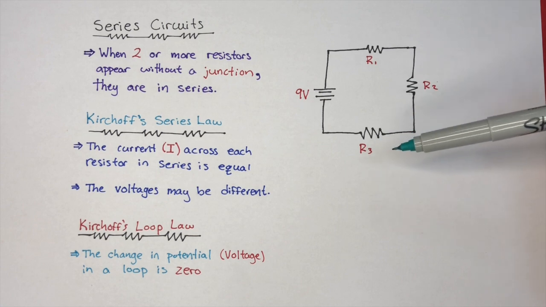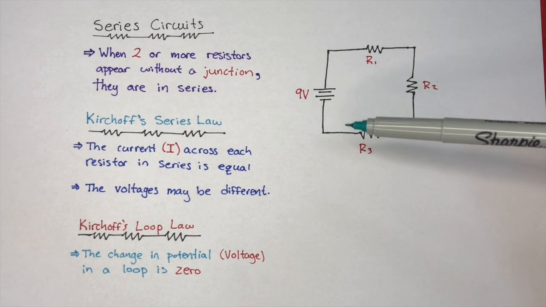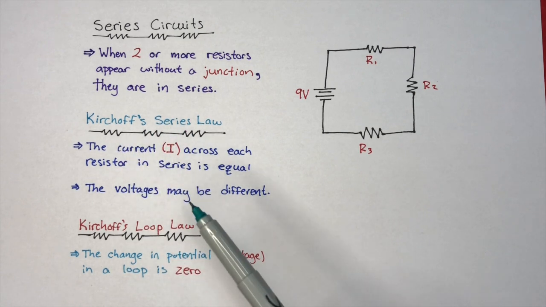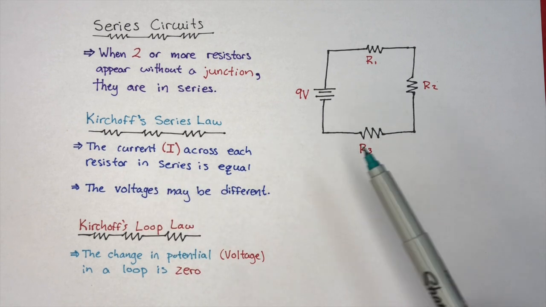Along came this guy named Kirchhoff, and he's pretty much the Lord and Savior for everything circuit related. And he came up with this idea, or he discovered this series law, which is called Kirchhoff's series law. And that states that the current I across each resistor in series is equal.